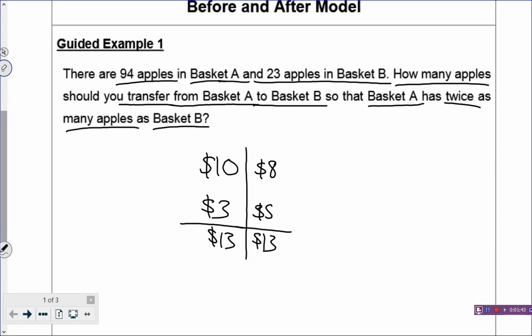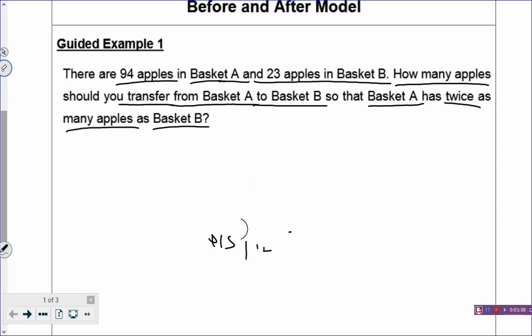So when there's internal transfer, or when somebody is giving to somebody else in the same problem, then the total is unchanged. So in this problem, you took out apples from A and you gave to basket B. So the total is unchanged. Alright, now let's proceed to draw the model.